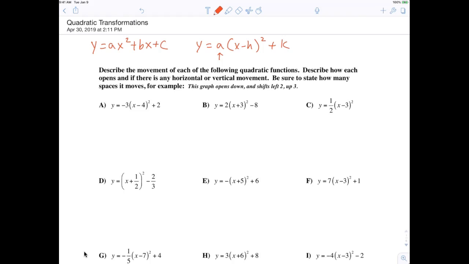So again, the h here, inside the parentheses, is shifting the opposite way, right and left. It's shifting right or left. So in this case, we'd say it's shifted to the right 4. In this case, we'd say it's shifted to the left. It's that simple.